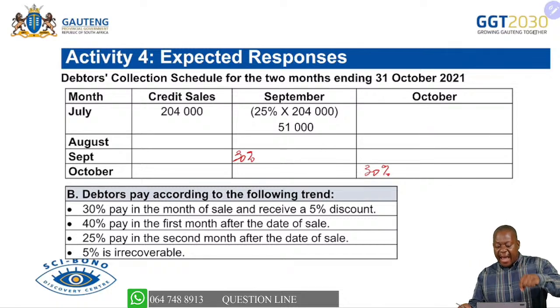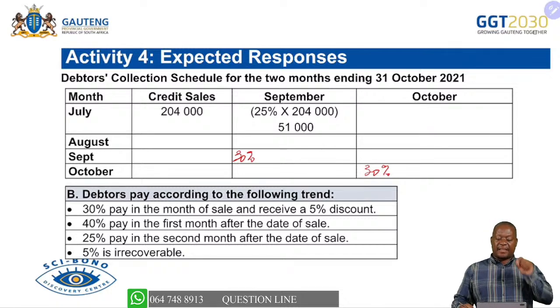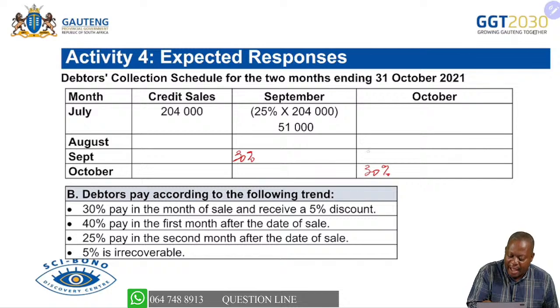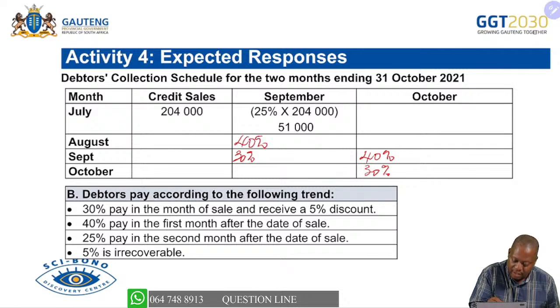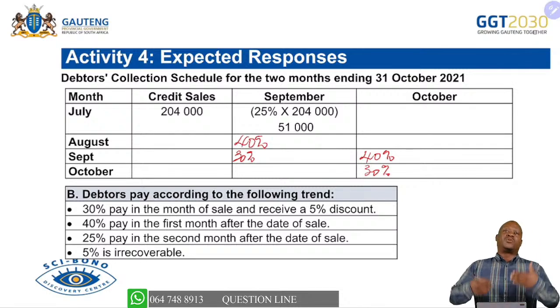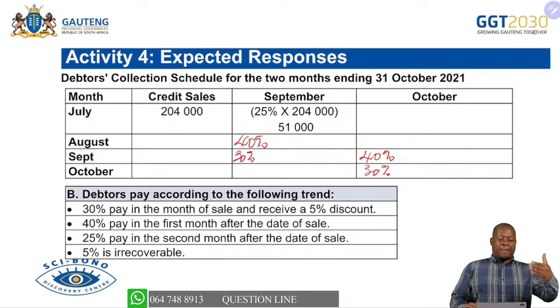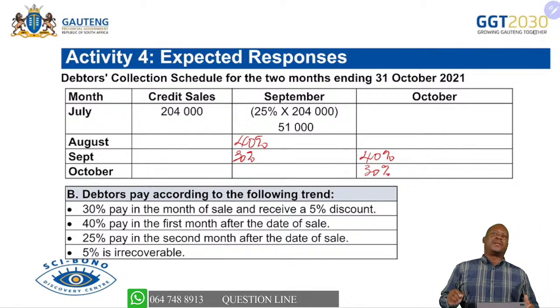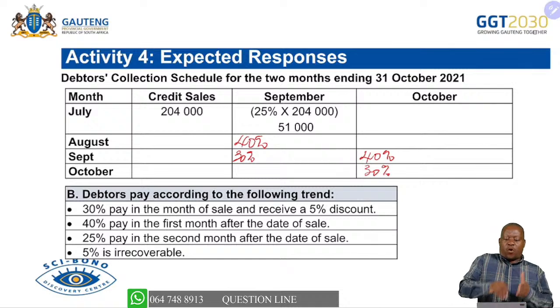40% pay in the first month after the month of sale. So we are just going up now. 40% they pay here, and then the other 40% they also pay here. We are now going from the bottom going up, because the month that follows September is October, the month that follows August is September. So it means now we are going to be collecting going up.